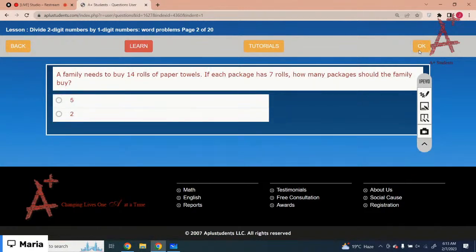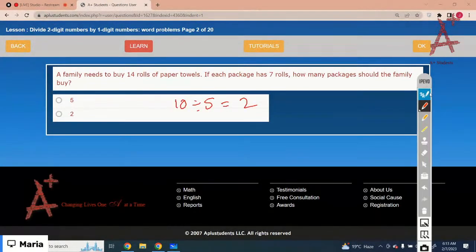Okay, the next one is a family needs to buy 14 rolls of paper towel. If each package has 7 rolls, how many packages should the family buy? So you have to divide 14 by 7. So 7 times what number is 14? Basically, you have to count the table of 7 until 14.